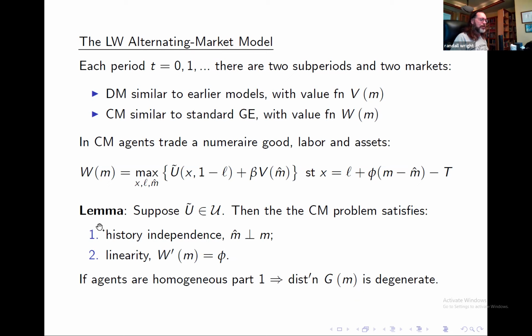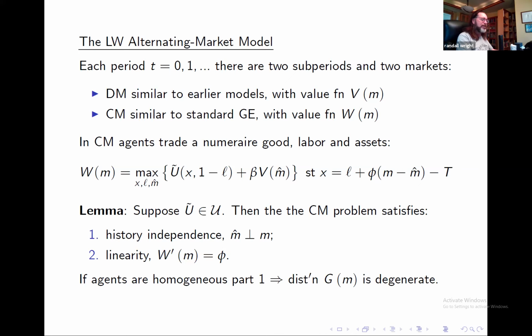So these two results are extremely useful. You get what Lagos was hoping for. People will rebalance their portfolios, so they start the next round of decentralized trade with the degenerate distribution. Everybody's the same, conditional on your type. If agents are fundamentally different, like they have different preferences or different arrival rates or different anything, they're in general going to hold different amounts of money, but the money holdings that they choose will still be history independent.